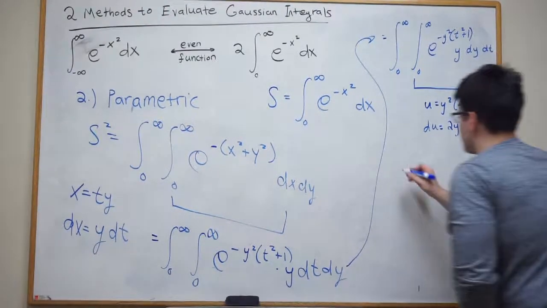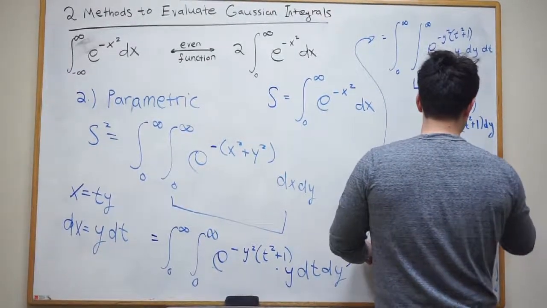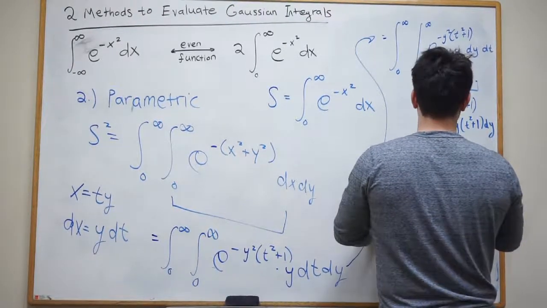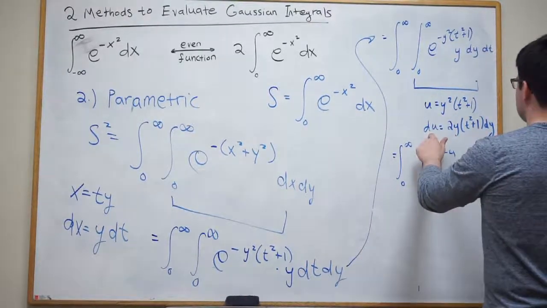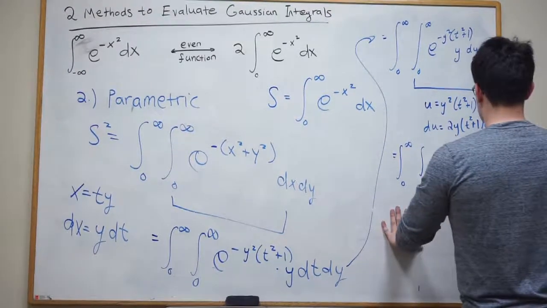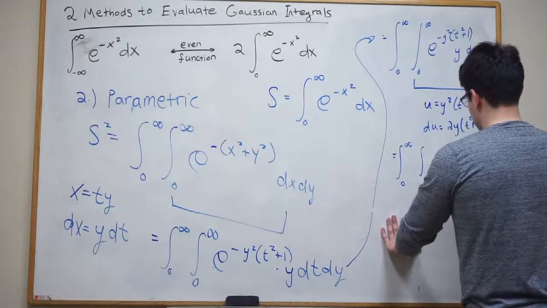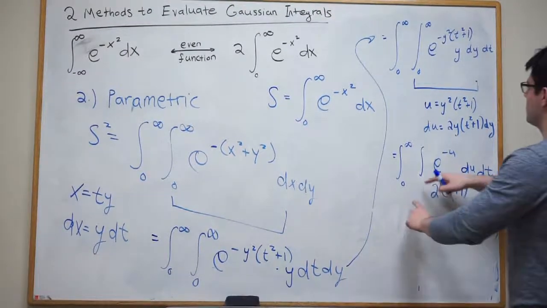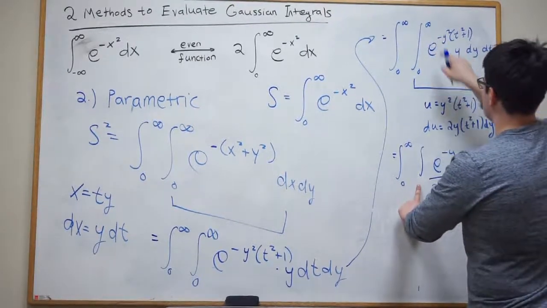Okay, so now on the outside, we still have an integral from 0 to infinity dt. And now we have an integral e to the minus u, and we'll have du over 2 times t squared plus 1 in the denominator. Okay, and bounds now, y went from 0 to infinity, so u goes from 0 to infinity.